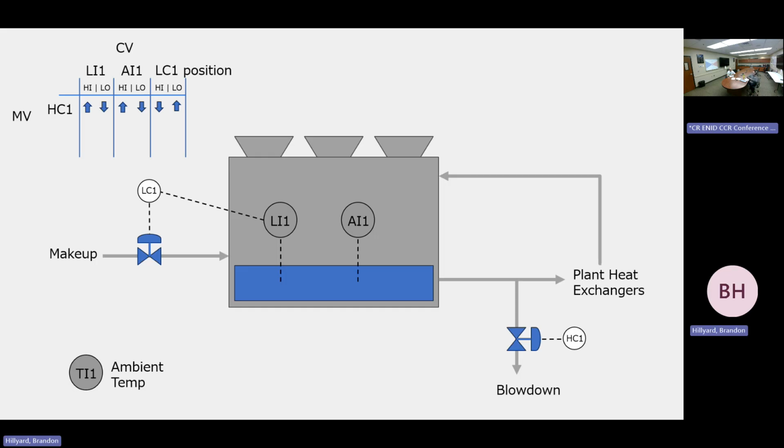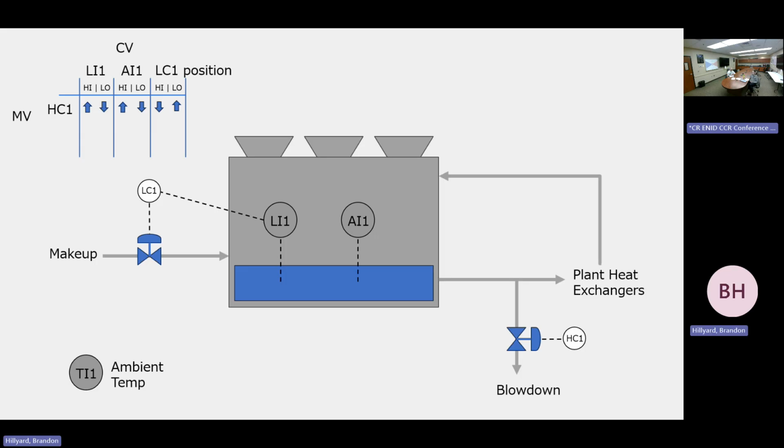So HC1 minimize. For CVs, I put LI1, AI1, and LC1 position, though I probably wouldn't use both LI1 and LC1 position. I'd pick one, probably LC position, and let DCS worry about the level, and let APC worry about if my level is getting off control. Because the best indication of off control would be if my valve's all the way open or all the way closed, I know something's going on here.